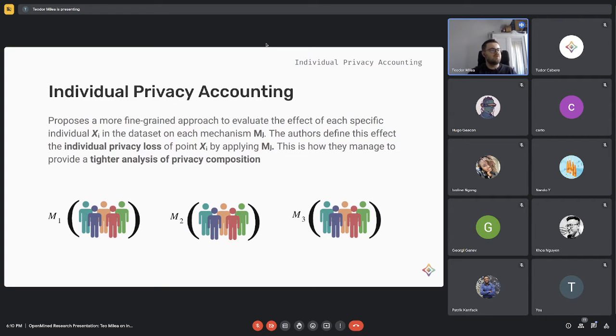So if we go back to our example where we have these three algorithms with the same data set and one parameter for each instance, now we get actually one parameter for each individual in each instance. So 15 parameters in this case.